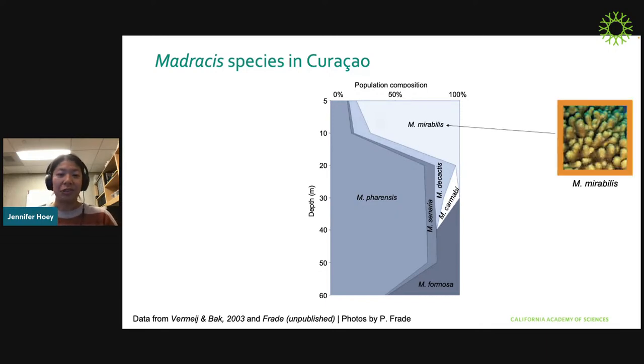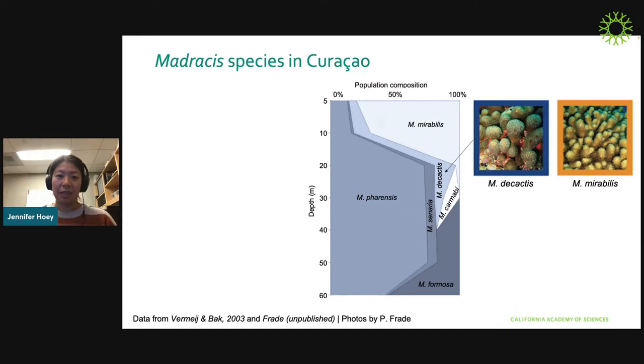So just to introduce you to the different Madracis species, the first is called Madracis mirabilis, and it's often found in the shallows, and it makes really huge beds that dominate wherever it is. This is also called yellow pencil coral or yellow finger coral. And it's usually only found in the shallows. Next, we have Madracis decactis. This species doesn't form the huge beds that mirabilis does, but it looks kind of similar. It looks like it also has fingers, but the tips of the fingers are a little more swollen. And this is found in the shallows, but then also around 30 meters in depth.